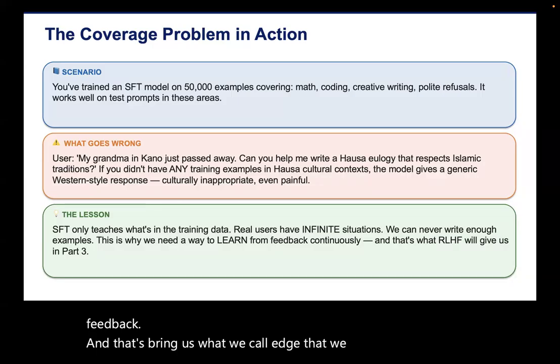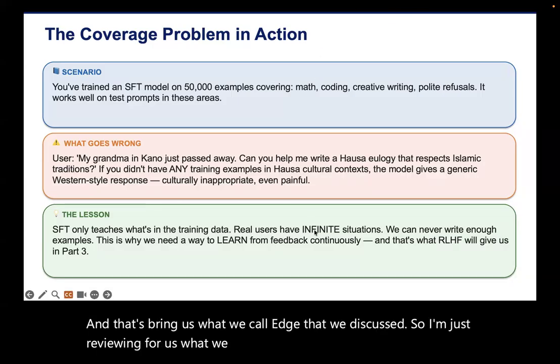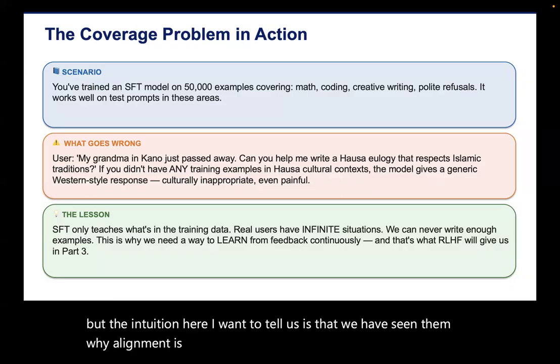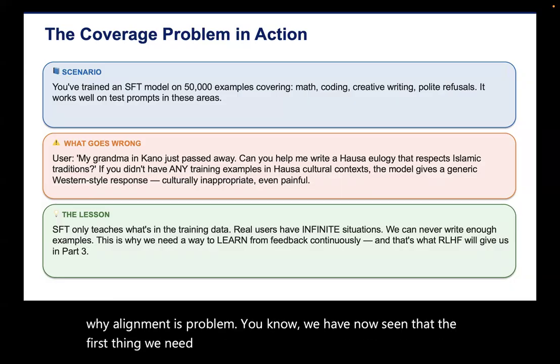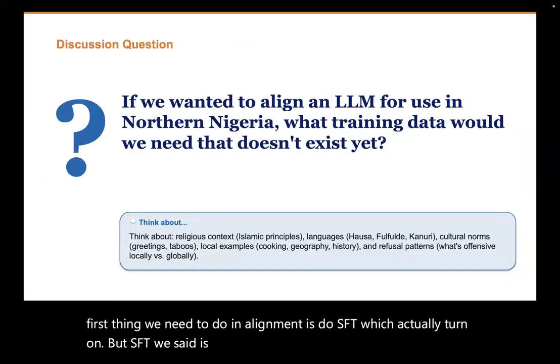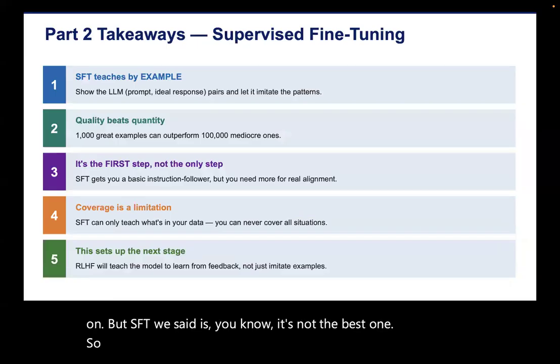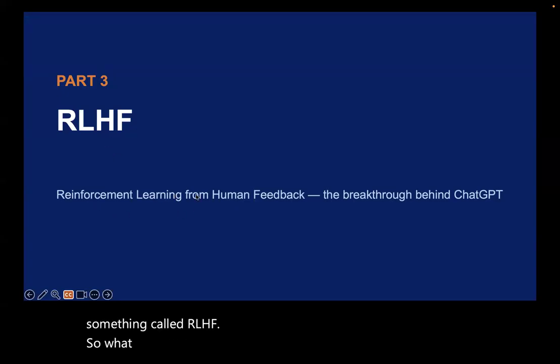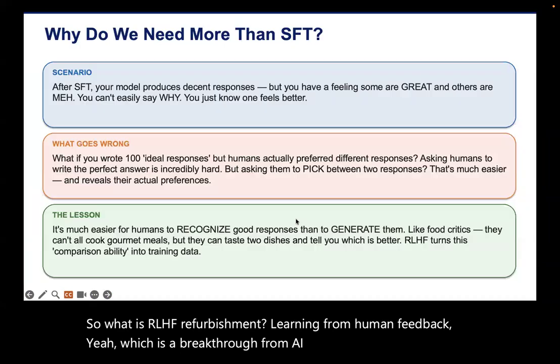So I'm just reviewing what we did last week, so I'm going fast. But the intuition I want to tell us is that we have seen why alignment is a problem. We have now seen that the first thing we need to do in alignment is SFT, which actually trains the model. But SFT, we said, is not the best one. So we need something that will scale. So that's why we led to something called RLHF. So what is RLHF? Reinforcement learning from human feedback, which is a breakthrough in AI such as ChatGPT and the rest. So what is that?